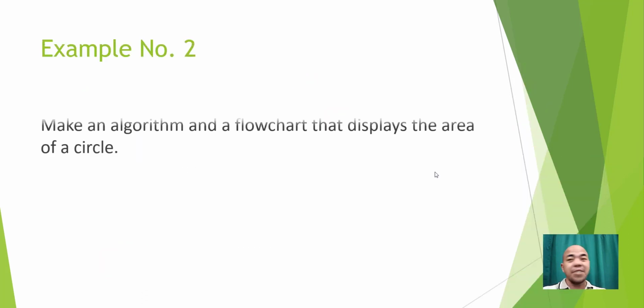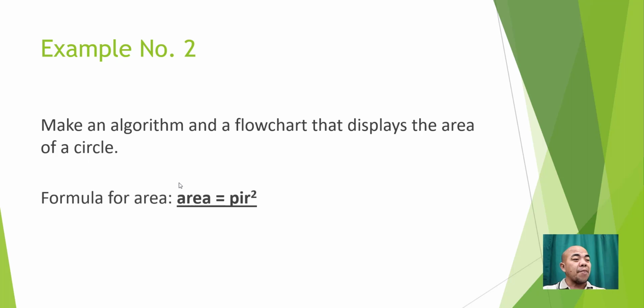Now, for the second problem, make an algorithm and a flowchart that displays the area of the circle. As I told you earlier, before you make any solution, you have to understand the problem first and identify what the variables are. Here, I have only identified one variable, but actually there are 2 more variables. Now, there are 2 types of variables, the hidden and the visible variable. For the visible variable, we have the area. We have to remember that the formula for the area is equal to pi r squared. Okay? Area is equal to pi r squared.